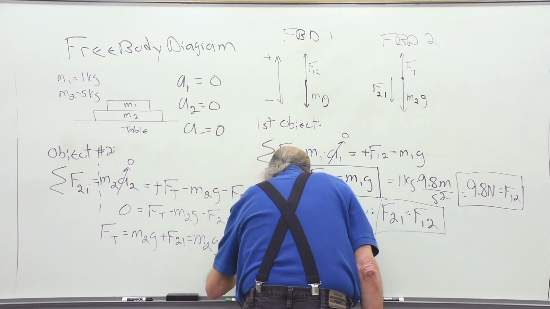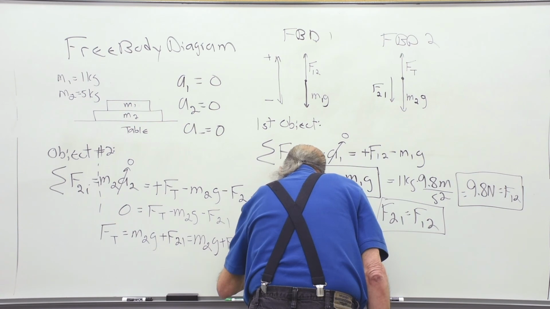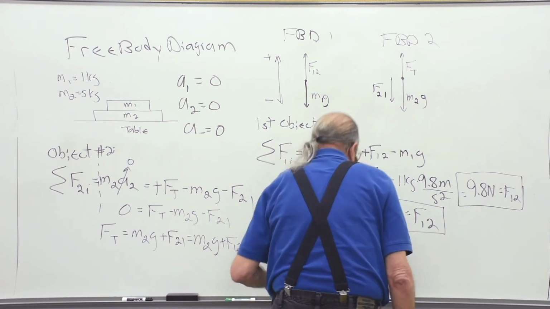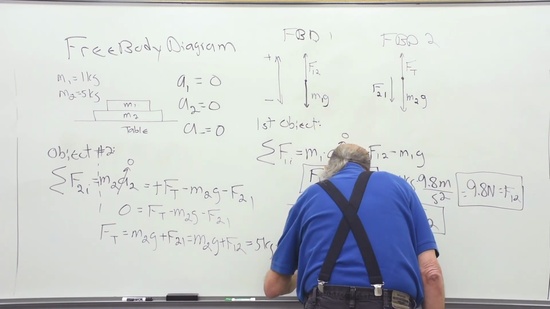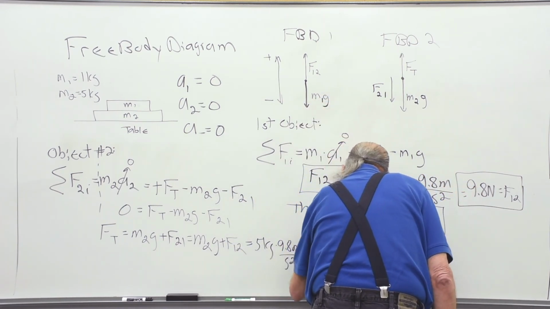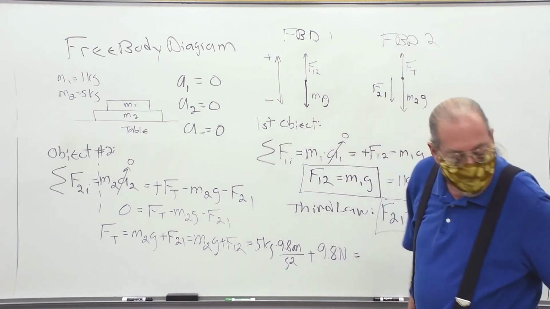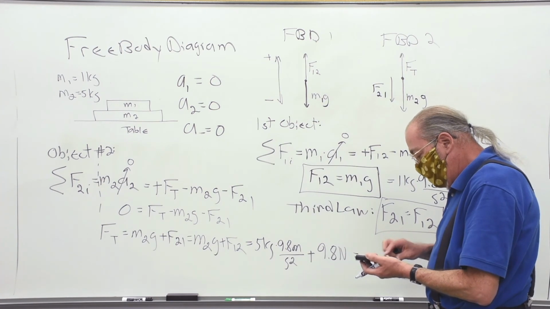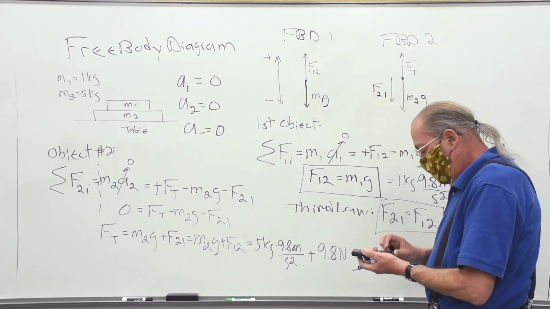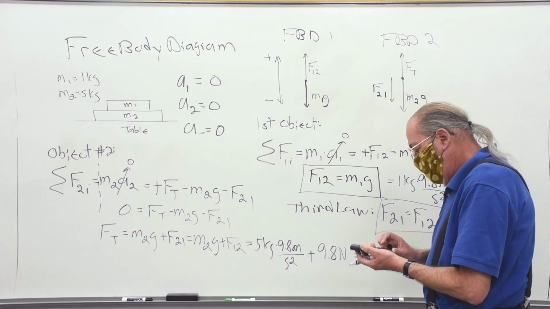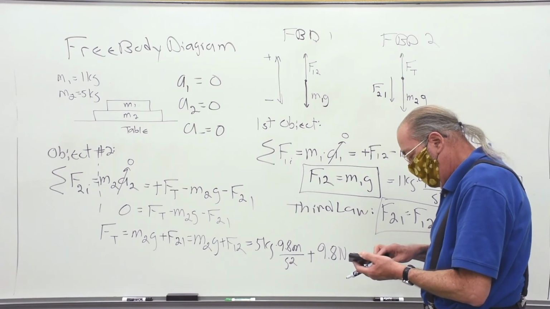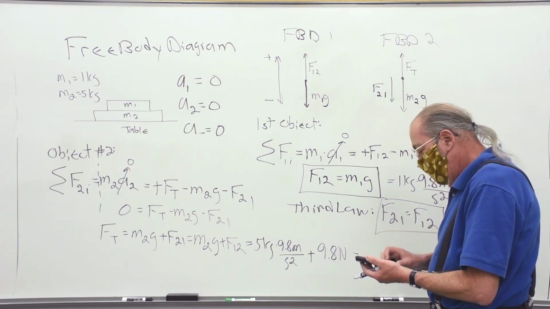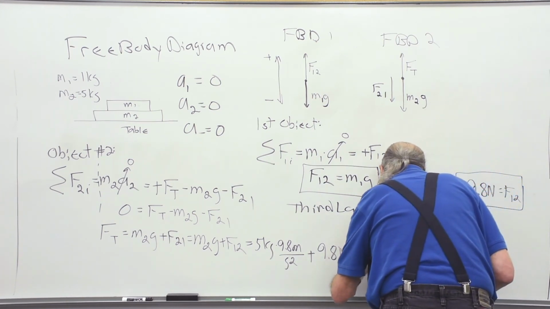And this is 5 kilograms times g plus 9.8 newtons. You get your calculator out and do that. 5 times 9.8 is 49 newtons, plus 9.8 is 58.8 newtons.